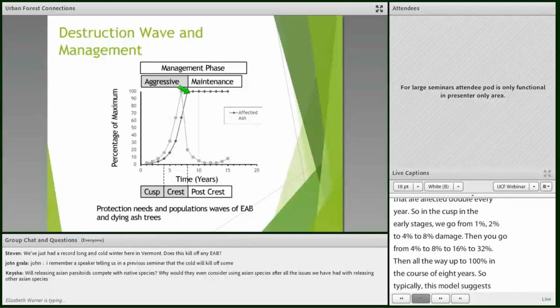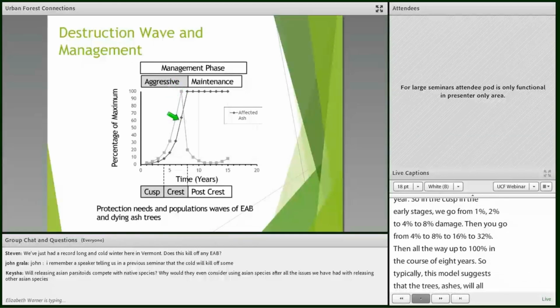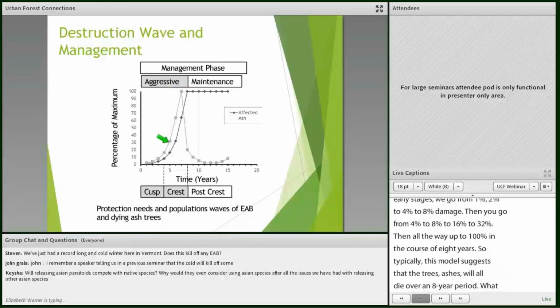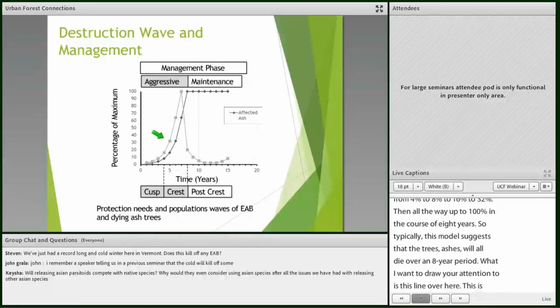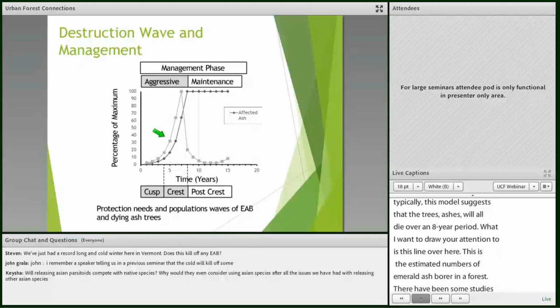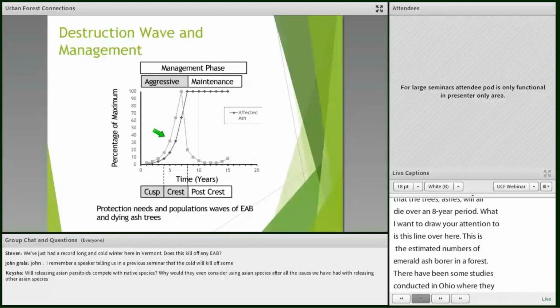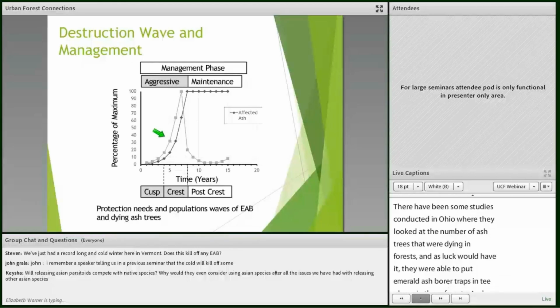But what I want to draw your attention to is this line over here, and this is the estimated number of emerald ash borer that are actually in a forest. There have been some studies conducted in Ohio where they looked at the number of ash trees that were dying in forests, and as luck would have it, they were able to put emerald ash borer traps in key places in these forests, and they tracked the abundance.